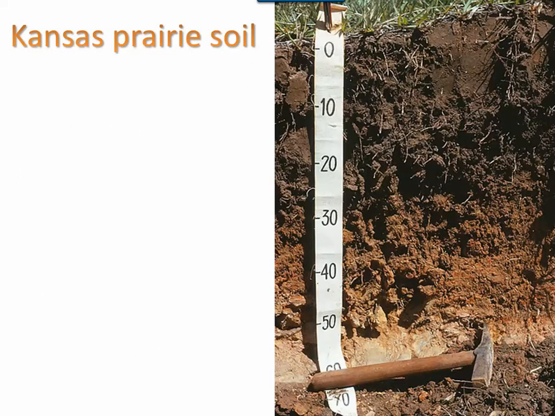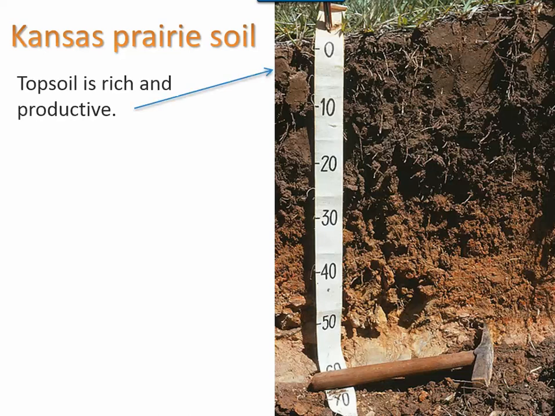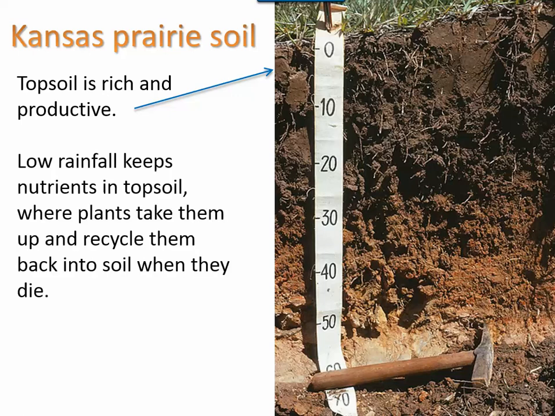But this is very different from a Kansas prairie soil in the grasslands area, where you don't get much rain, and the topsoil is rich and productive. The low rainfall keeps nutrients in the topsoil, where plants take them up and recycle them back into soil when they die. The rates of decomposition are slower here because of less rainfall, and it's also usually a bit colder. And so you have thicker layers of the A, and you don't see the E layer until you go further down.